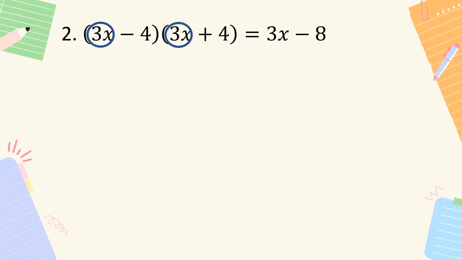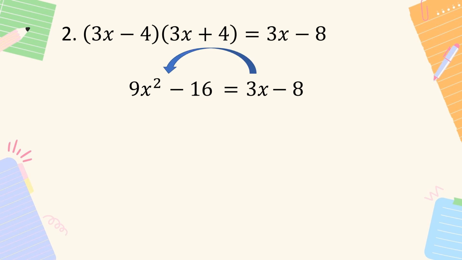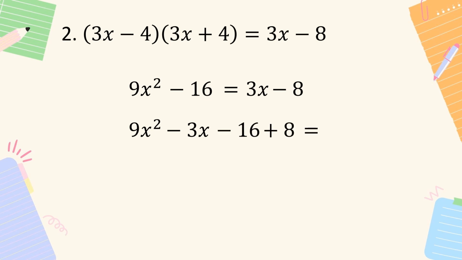3x times 3x is equal to 9x². Negative 4 times positive 4 is equal to negative 16, equals 3x − 8. We transpose 3x to the left side of the equation and negative 8 to the left side of the equation. Our equation is now written as 9x² − 3x − 16 + 8 = 0.